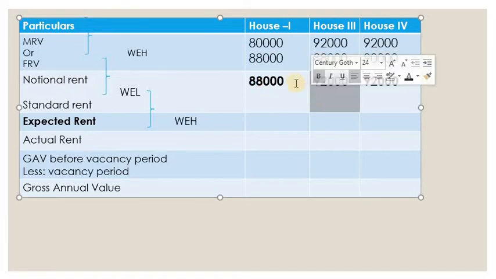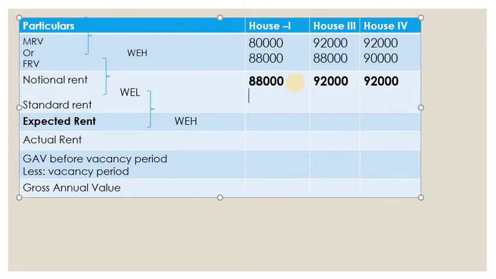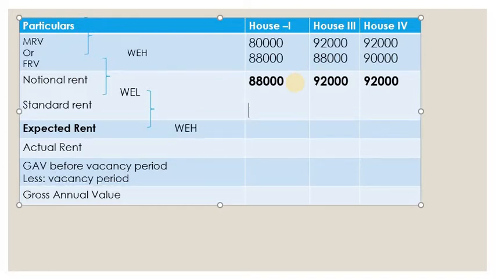Then compare with the standard rent again. What is the standard rent? Write down 82,000. Then for this house it is 91,000. So now the standard rent is written. Now compare with the notional rent, and whichever is less you have to write down here. That will be the expected rent. Then here 91,000, and here it is 88,000.